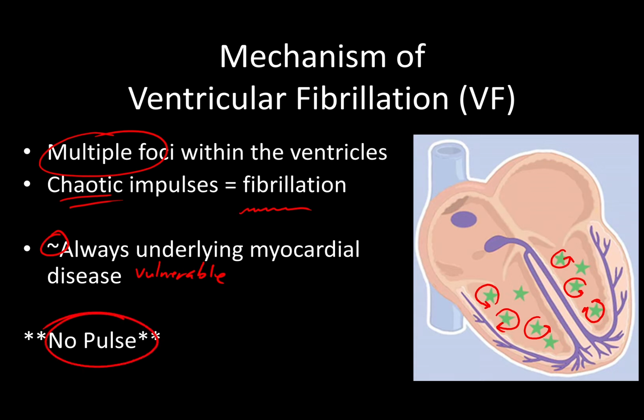There is absolutely no pulse with VFib, and that's that. Because of just how weird everything looks, it's depolarizing and repolarizing all over the heart, every direction. There's no way that it can move blood at all. The only other thing I would say for this is it needs a trigger. You've already got this vulnerable heart, and you just give it one little push and it goes over the edge.